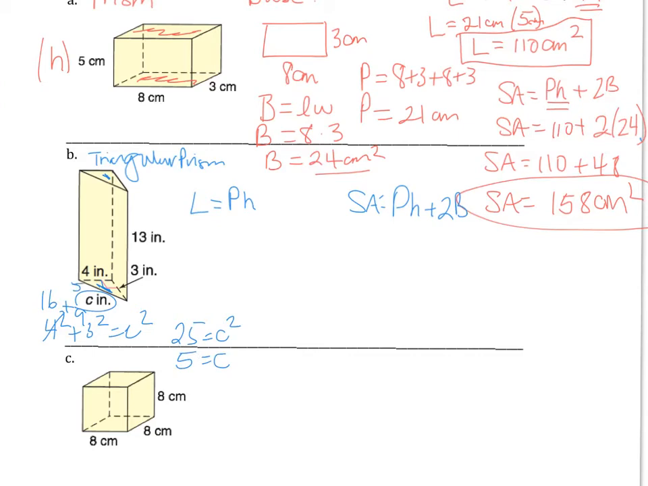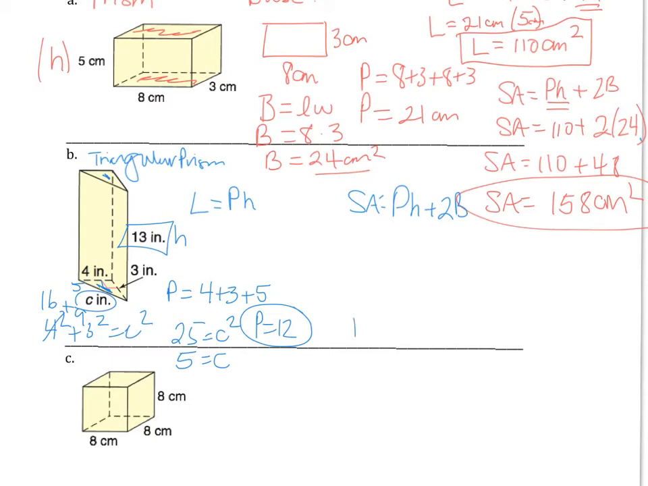So I'm going to write that in right here. Now I can find my perimeter of my triangle, which is 4 plus 3 plus 5. So 7 plus 5 is 12. So I know my perimeter equals 12 here. We're going to use that. This right here is my height. Again, it's that distance between the two bases.